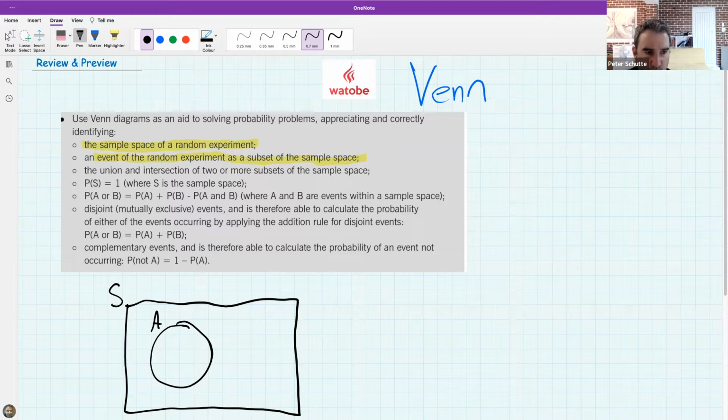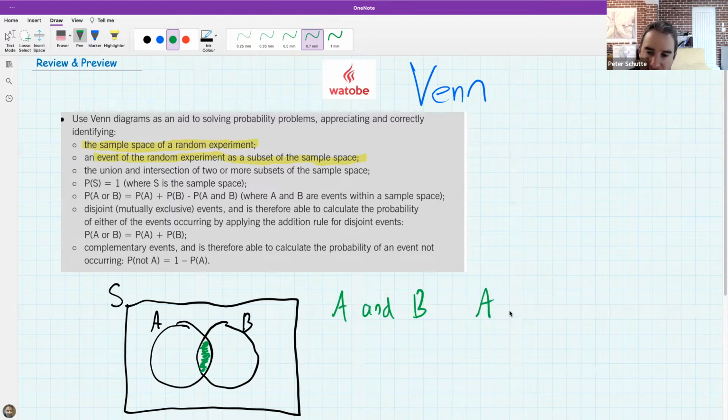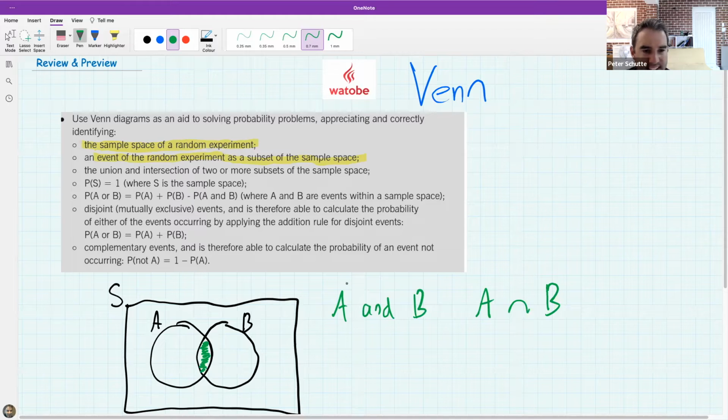Now, it's possible to have what's called the union and intersection of two or more events in the sample space. If I drew another event B, that is another subset in the sample space, it's possible for something to happen which is both in the event A and the event B. That would be this region over here, and we would describe that as A and B. It's in both sets, or using the smile notation, it would look like this. We call that the intersection because it's where the two circles intersect.